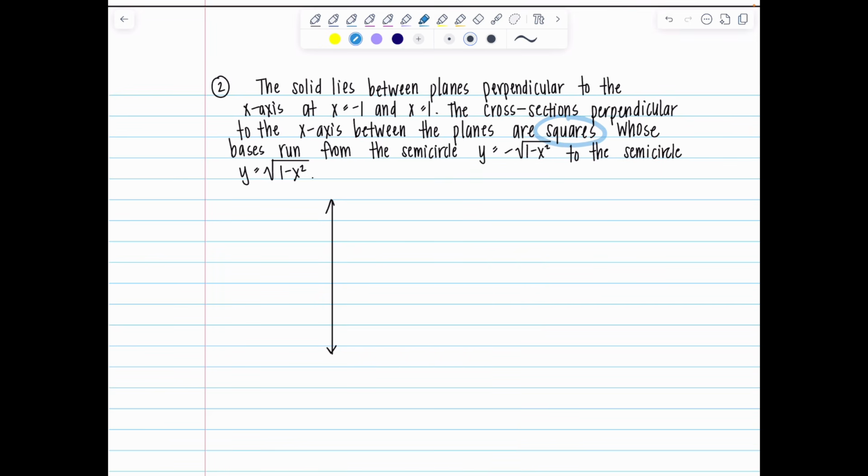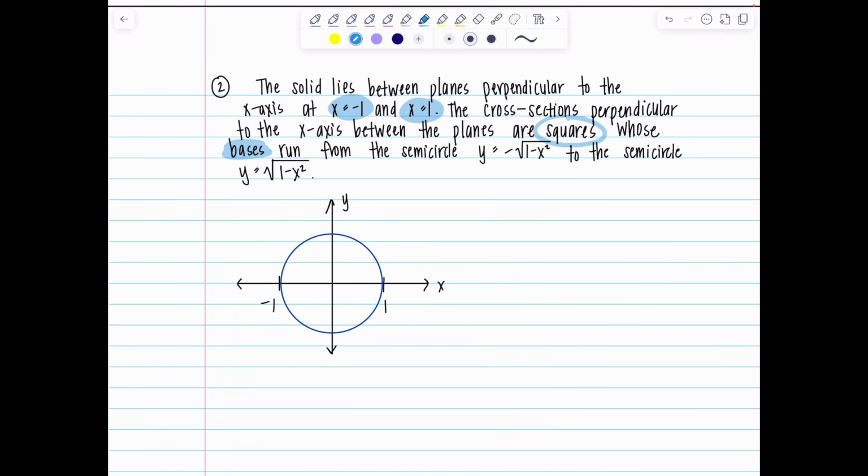Squares whose bases, okay, so this time they're giving me the base, not the diagonal, run from the semicircle y equals negative rad 1 minus x squared to the semicircle y equals positive rad 1 minus x squared. So this is basically upper half of a circle, radius 1, centered at the origin, and then this is the lower half. So I'm just going to have the entire circle whose radius is 1, centered at the origin, as my base. And then they told me the solid lies between planes perpendicular to the x-axis at x equals negative 1 and x equals 1.